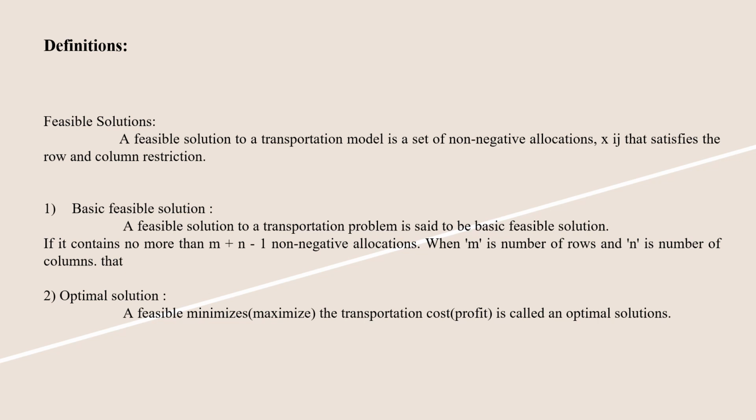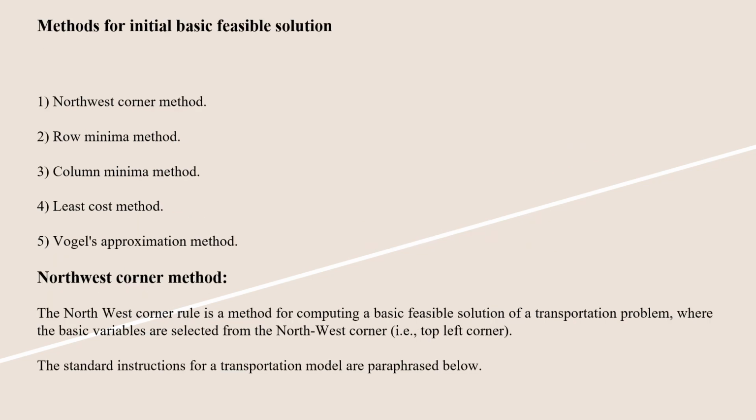After that, what is the optimal solution? A feasible solution that minimizes, meaning we minimize the transportation cost, or maximizes, meaning we maximize the profit, is the optimal solution for the transportation model. Then what are the methods for the initial basic feasible solution? First is the northwest corner method, then row minima, column minima, least cost method and Vogel approximation method.